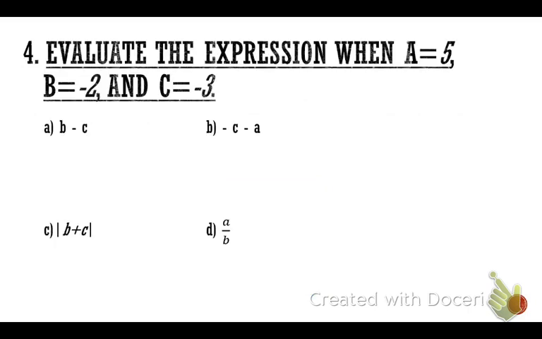All right, for number 4, it says evaluate the expression when A equals 5, B equals -2, and C equals -3. Repeat after me. Plug it in, plug it in. Plug it in, plug it in. All we are doing is plugging in numbers where the letters are.